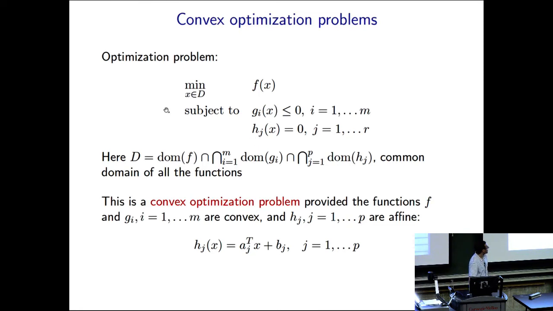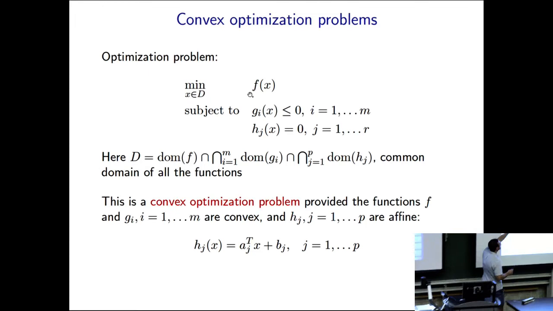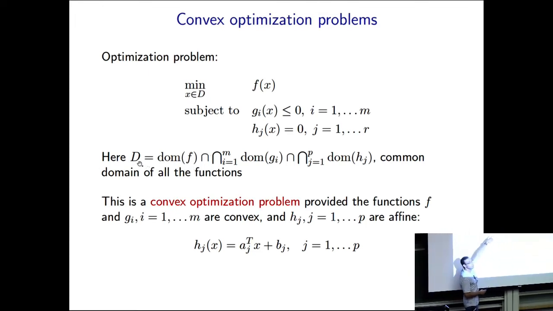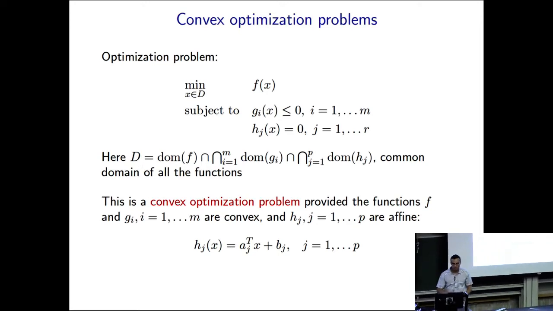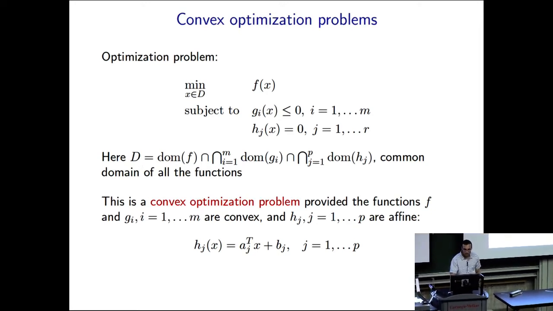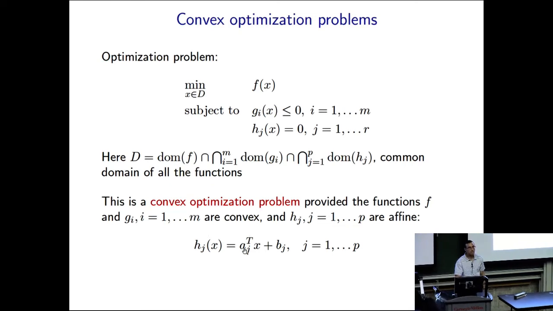A convex optimization problem is one of this form, where f is convex, each of those g_i's is convex, and each of those h_j's is affine. Which means that it can be written as this linear function of x, a_j transpose x, for some vector a_j, plus a constant b_j. That's what a convex optimization problem is.